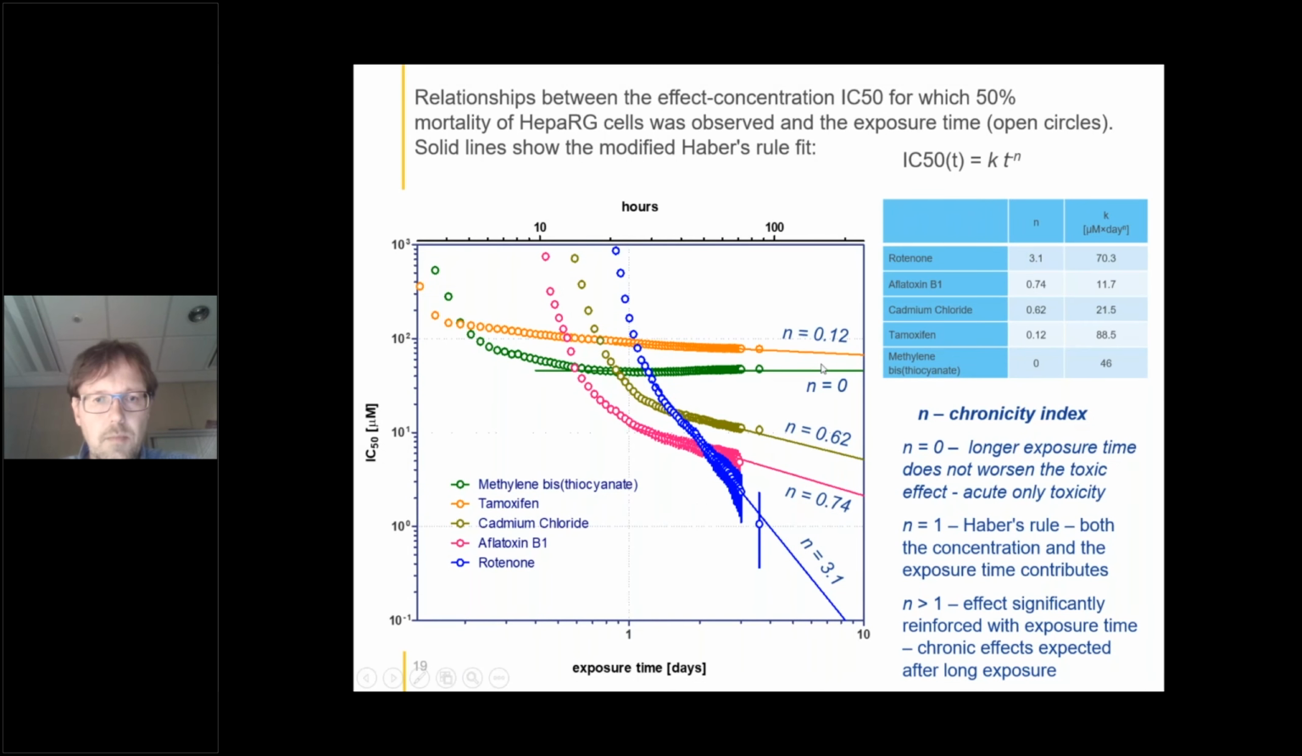for the rotenone. So then we applied the modified Haber rule, which is shown here, and fit to those data starting from roughly 1 day, so somewhere here. So we fitted only the end linear parts of these relationships, and we got these numbers of n. So for this one it was 0, for tamoxifen 0.12, and so on, and the highest one was for rotenone 3.1.